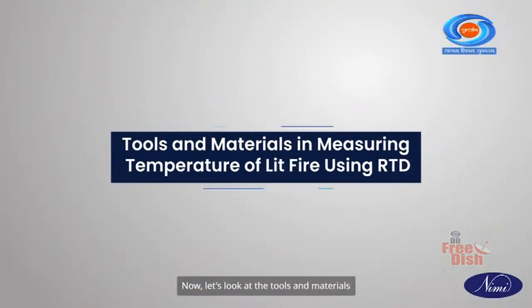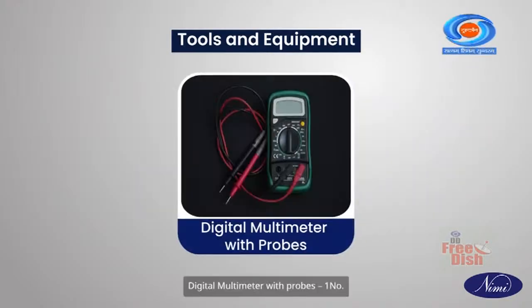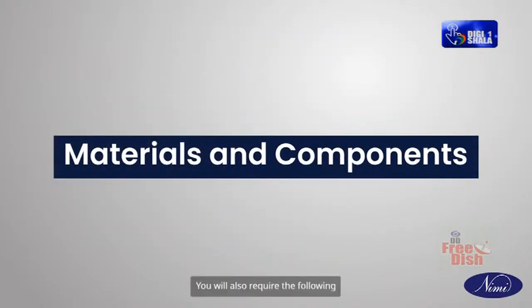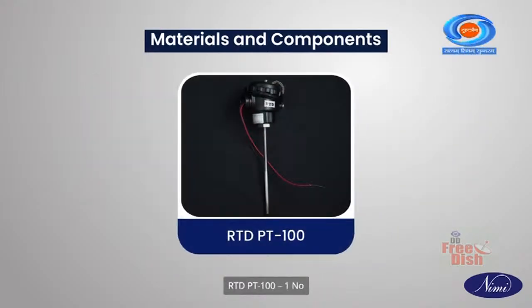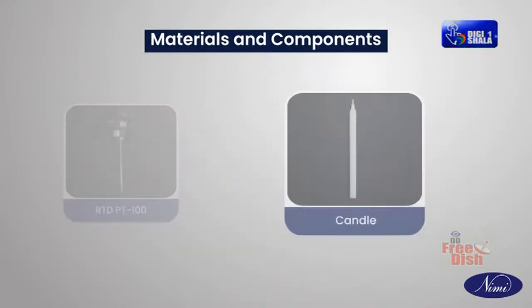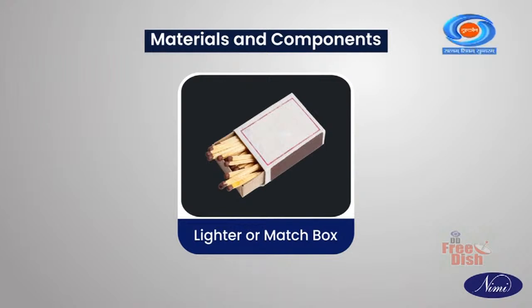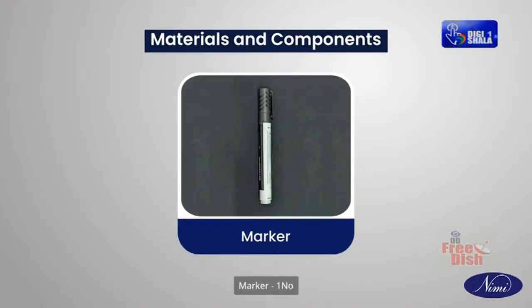Now let's look at the tools and materials in measuring temperature of lit fire using RTD. For this, you will need the following tools and equipment such as digital multimeter with probes, 1 number, steel ruler, 1 number. You will also require the following materials and components such as RTD PT100, 1 number, candle, 1 number, lighter or matchbox, 1 number, stand to hold the RTD, 1 number, marker, 1 number.